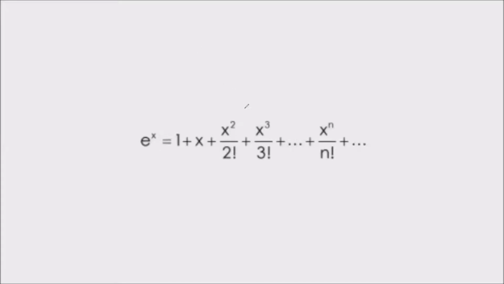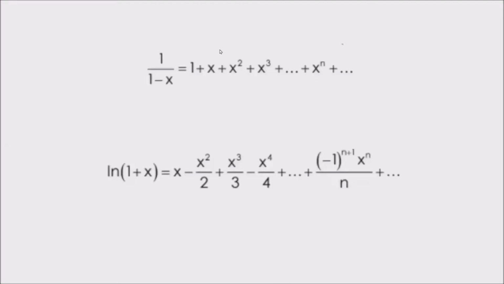Okay, there are just 3 more that I'm going to go over. e to the power of x can be represented by 1 plus x plus x squared over 2 factorial plus x cubed over 3 factorial plus dot, dot, dot, plus x to the power of n over n factorial plus dot, dot, dot. All right, so 1 over 1 minus x can be represented by 1 plus x plus x squared plus x cubed plus dot, dot, dot, plus x to the power of n plus dot, dot, dot.